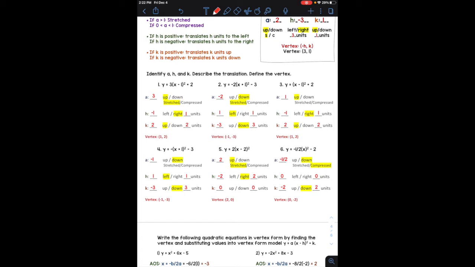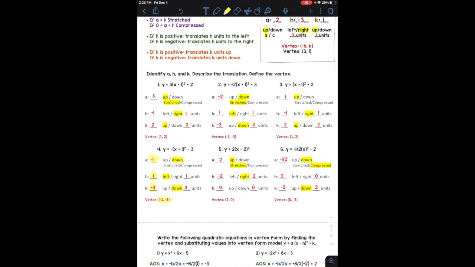Here are your answers for 4, 5, and 6, identifying the translations in vertex. And number 4, since there's a negative on the outside of the parentheses, our A value is negative 1, telling us it will be concave down. And since the value is 1, it's not going to be stretched or compressed, skinnier or wider than the parent function. H value is 1, so it's going to move left 1 unit, and K is negative 3, so it will move down 3 units.